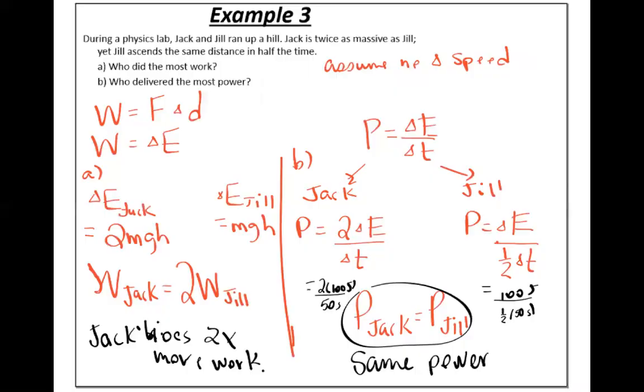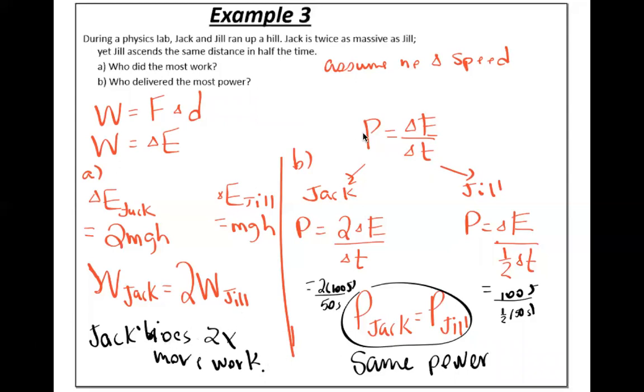So what we do is I'm going to show how to do it without assuming numbers. So we know work is force times displacement. We know it's also change in energy. Since we're talking about the height of a hill, let's use MGH. So for the change in energy for Jack, it's 2 times the MGH of Jill. So work that Jack does is 2 times the work that Jill does. Jack does 2 times more work.